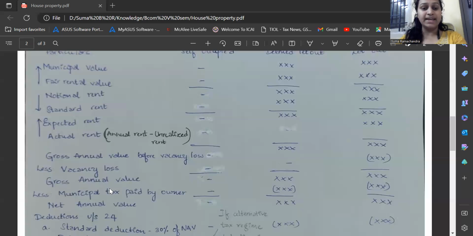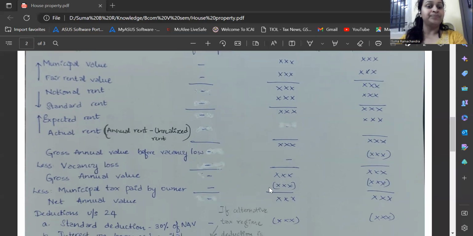Say, for example, I am owning a property. I have let it out to someone else, but that person has stayed only for 11 months. Then my annual rent would have been 1,20,000. But I have a vacancy loss of 1 month, that is rupees 10,000. So if I reduce the same thing, the gross annual value I'll be getting is 1,10,000.